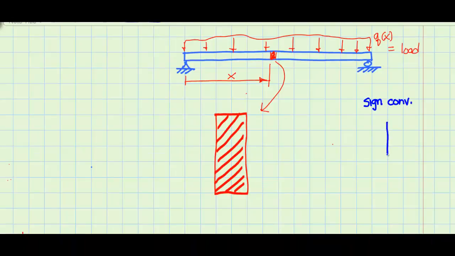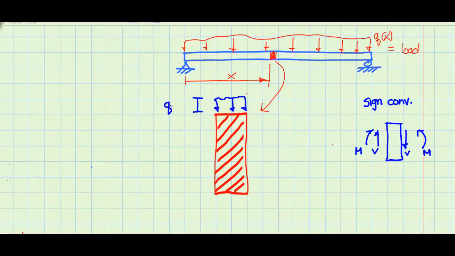First, let's define our sign convention for shear and moment. Positive moments cause compression at the top, and positive shears are up on the left side and down on the right. On our beam segment, we have some loading on the top. Since the segment is very short, I assume the loading is basically constant, and the value is q(x).